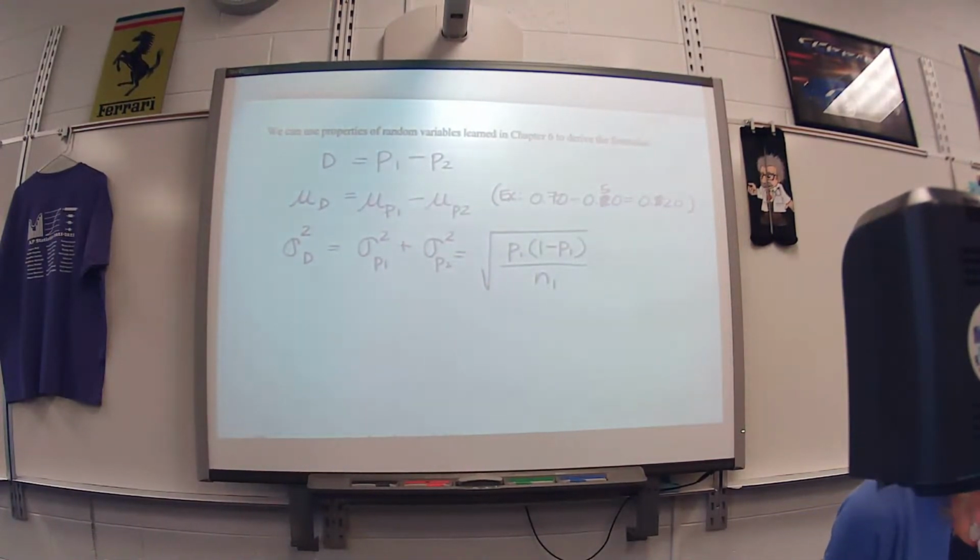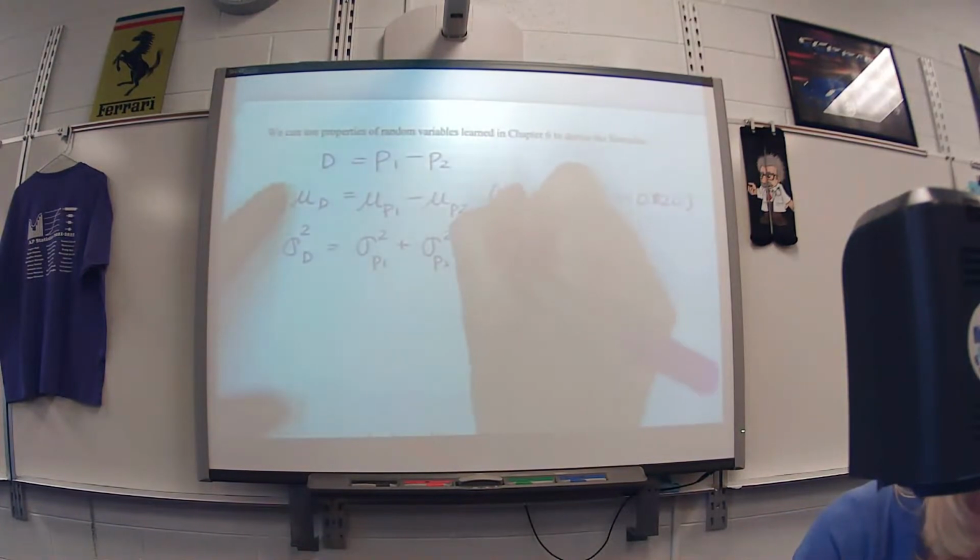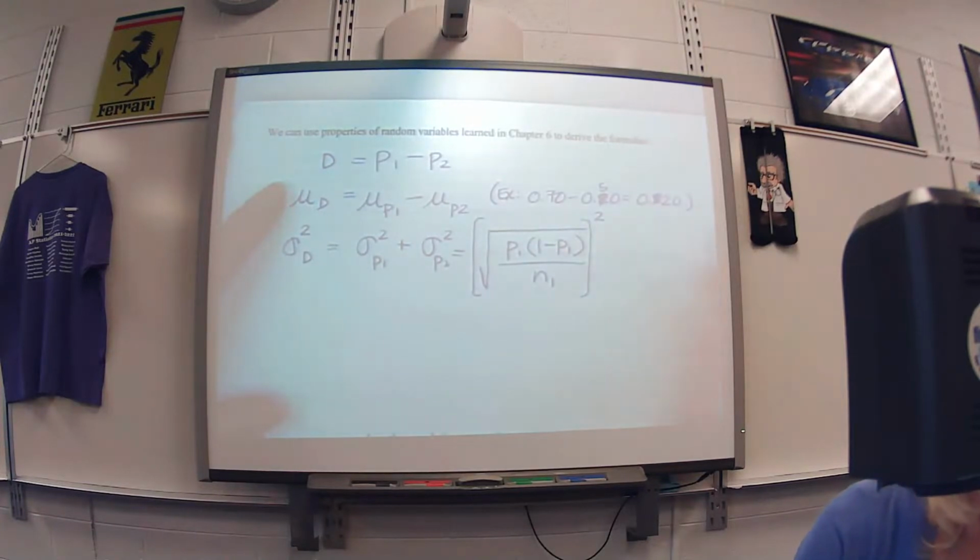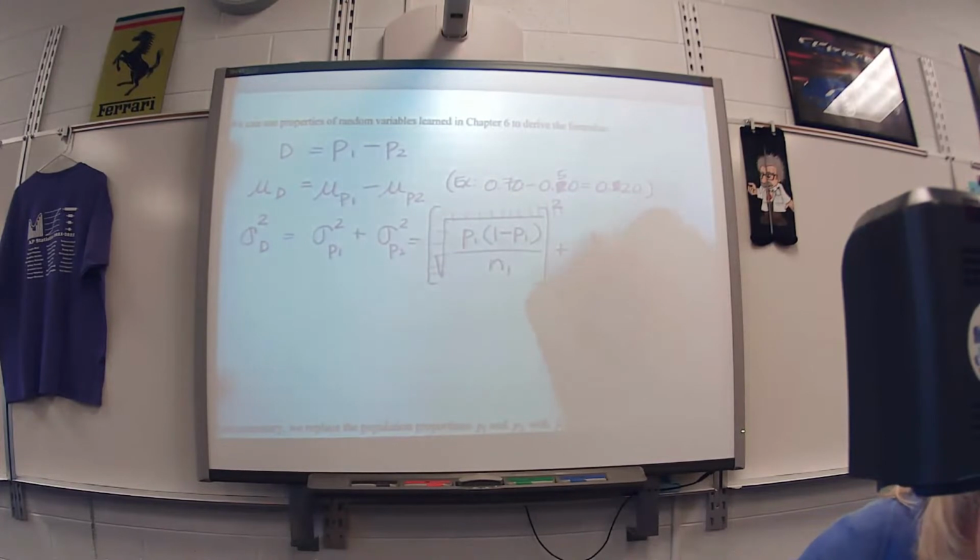That's the standard deviation for P1. But I need the variance, so I would have to take that whole thing and square it, and that's going to cancel out that square root. And then I put a plus sign, and now I have to do it for the second population. So P2 times 1 minus P sub 2 divided by n sub 2, that would be under a giant square root, but that would get squared because of the variance.